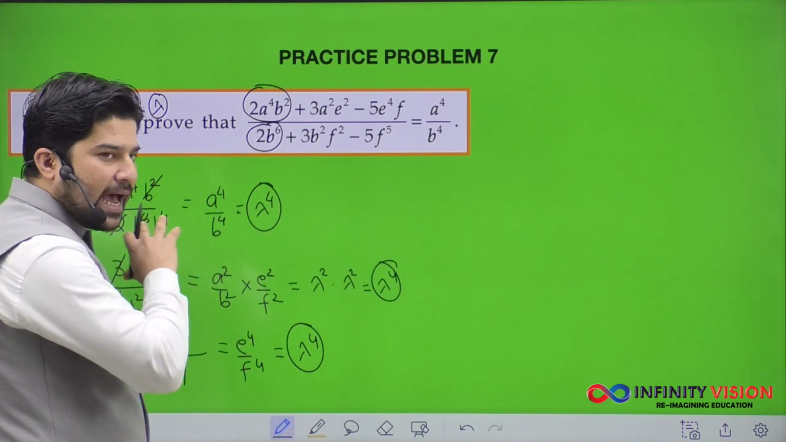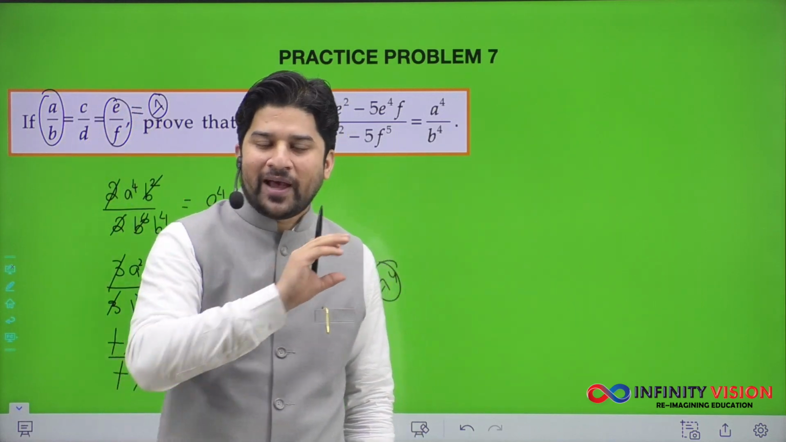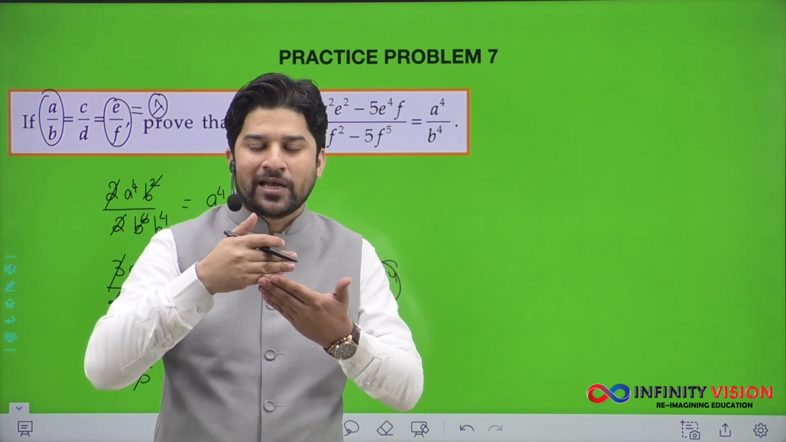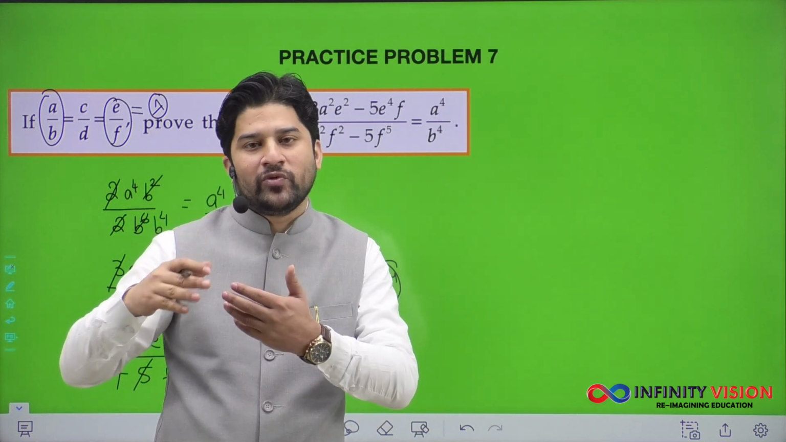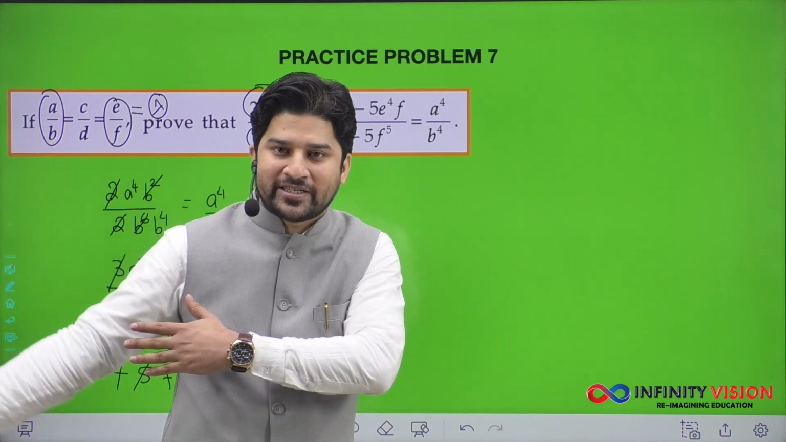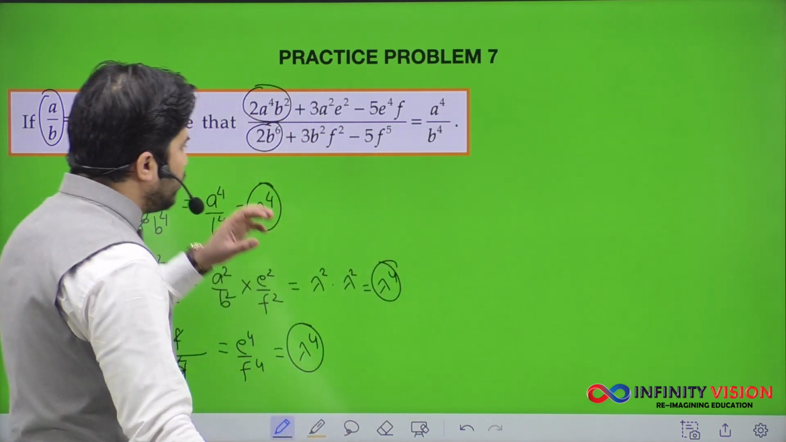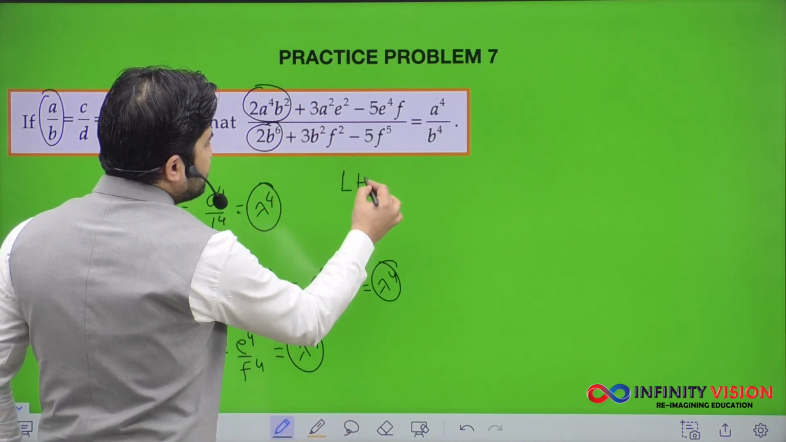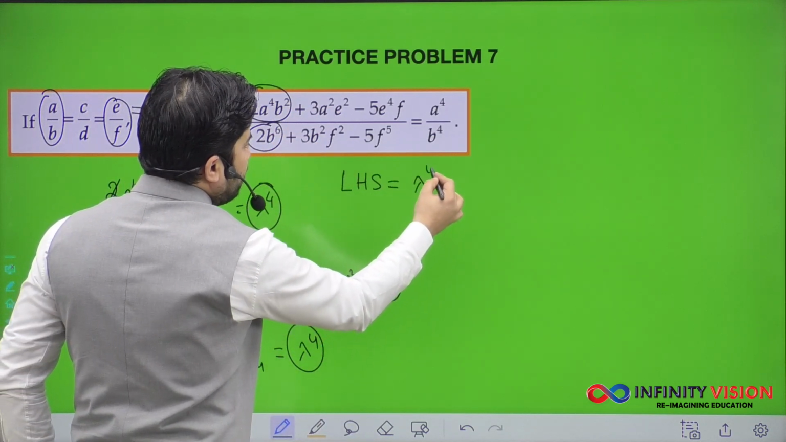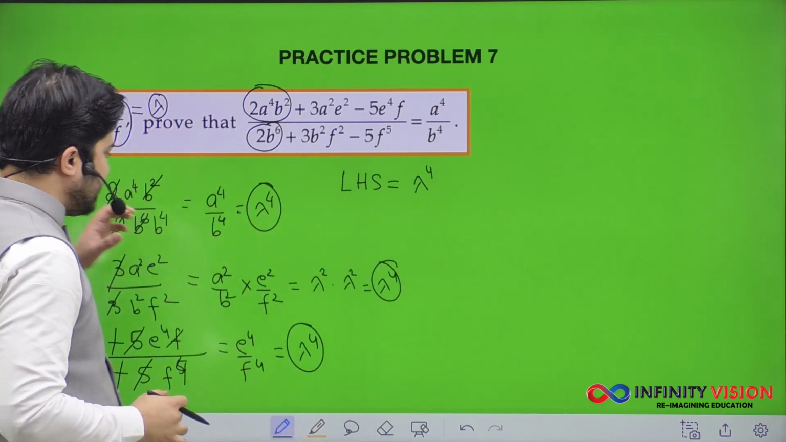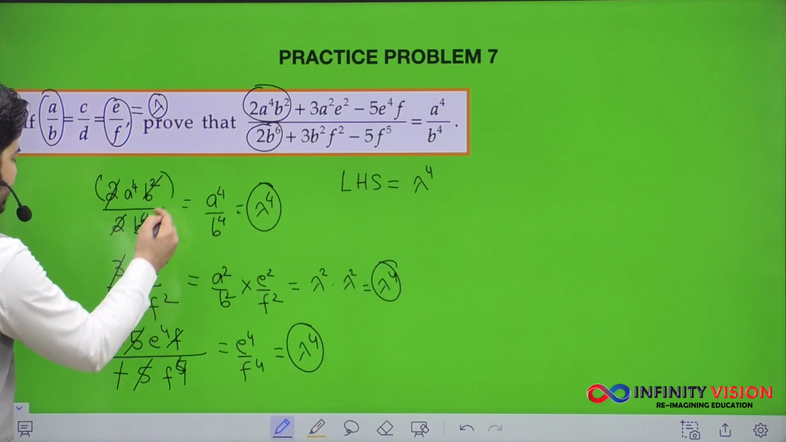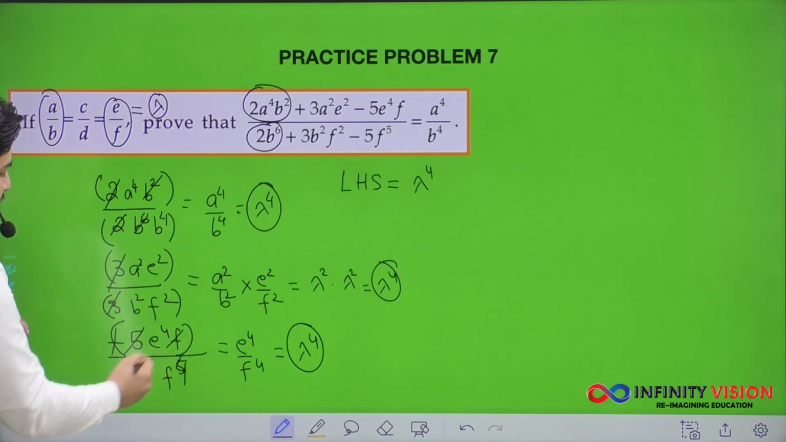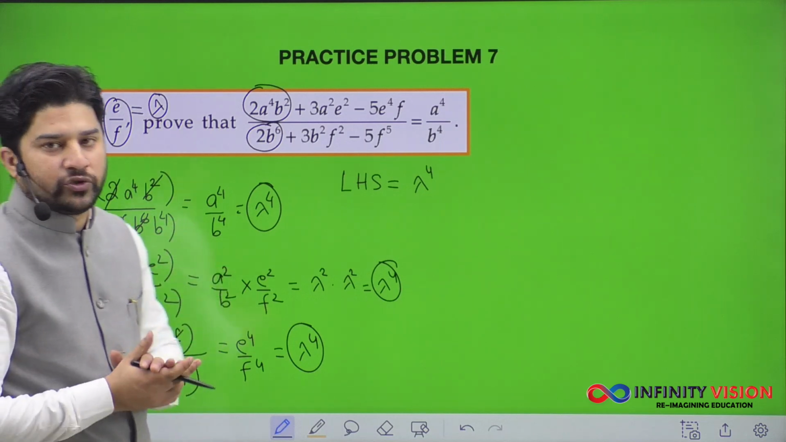So if I add their antecedents and if I add their consequents, the ratio will remain same. So sum of antecedents upon sum of consequents is equivalent to the equal ratios, right? That we understand from the theorem which we did. So we can say that this left hand side is nothing but equivalent to lambda to the power 4 because we just added all the antecedents and all the consequents of equal ratios.